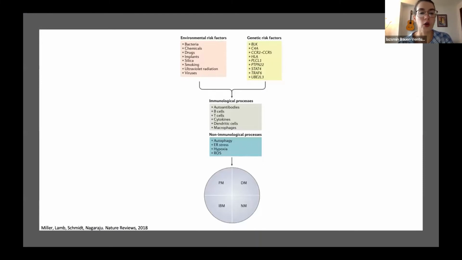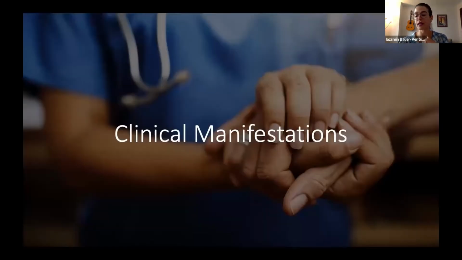So this is just a quick figure illustrating how complex the evaluation of environmental risk factors is for the development of inflammatory myopathies. It is probably a combination of environment, genetic factors, and the lack of protective mechanisms that lead to the development of different phenotypes of inflammatory myopathies. All right, let's jump into the clinical manifestations.